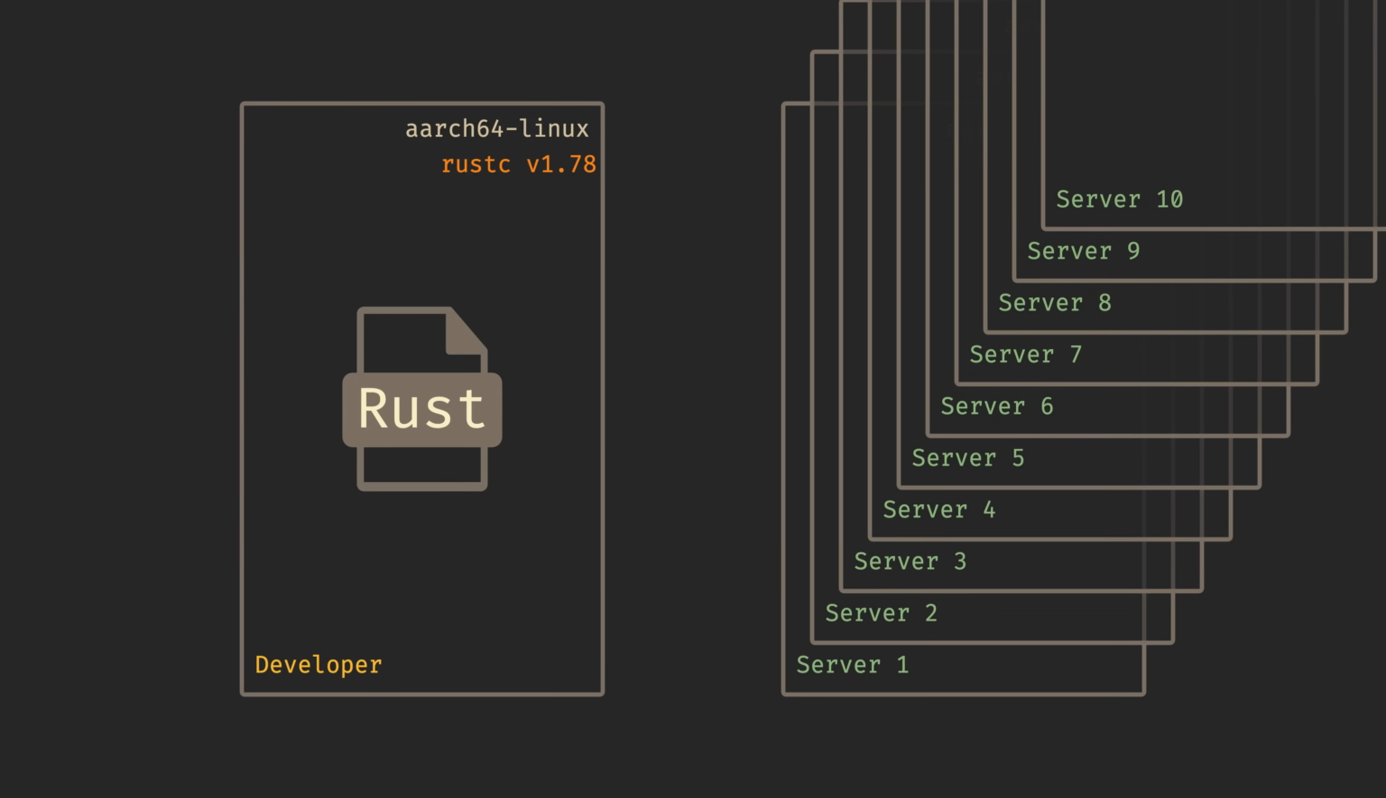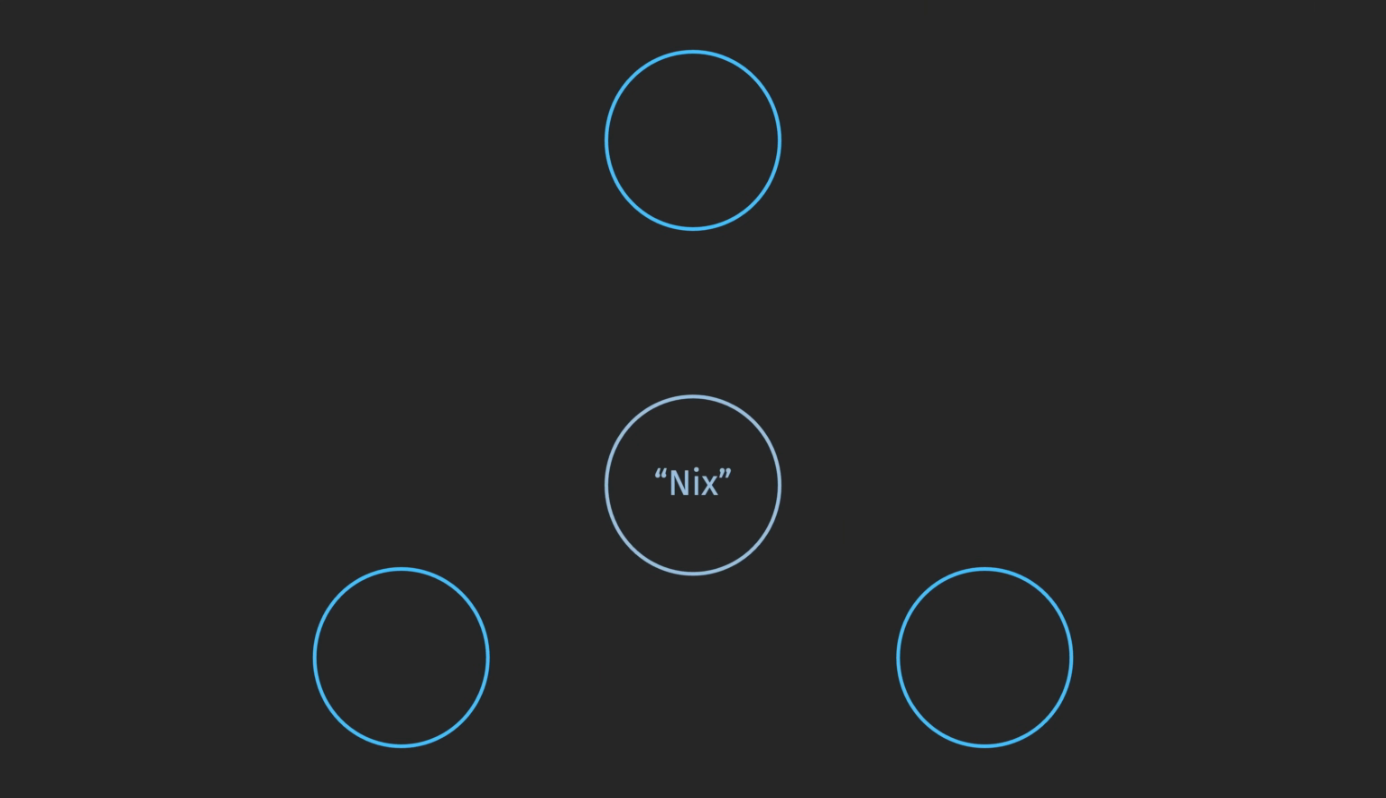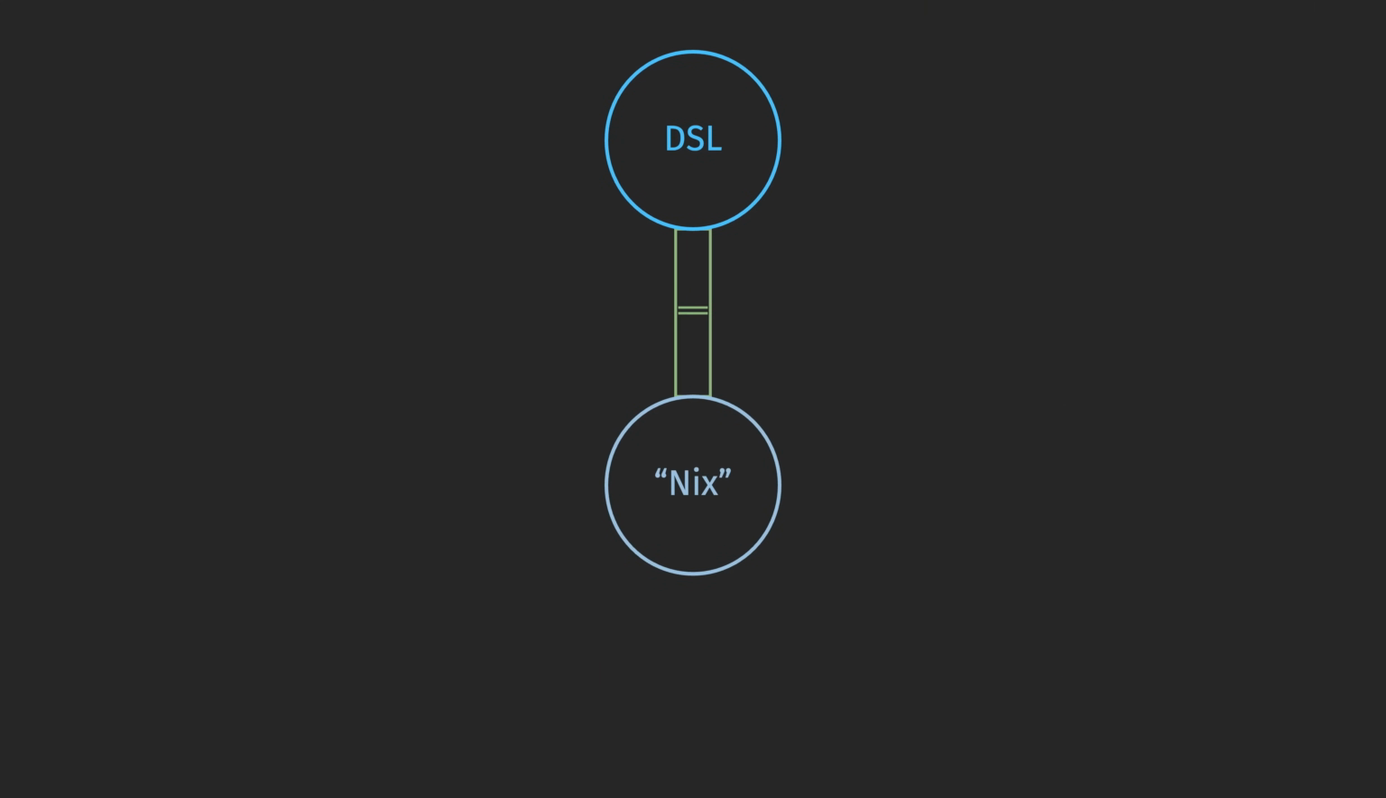The underlying problem here is that all of these solutions to deploy software don't fully capture everything that can affect the buildability and the runnability of software. To tackle this problem, Eelco developed a domain-specific language, or DSL for short, and called it Nix.